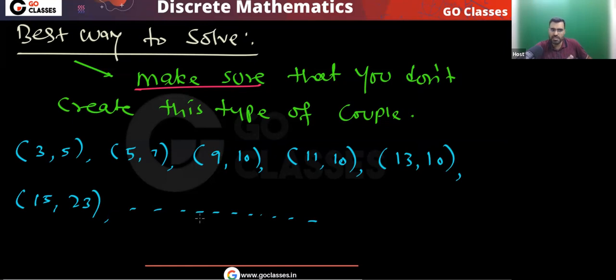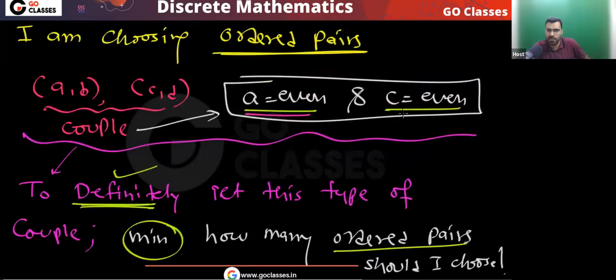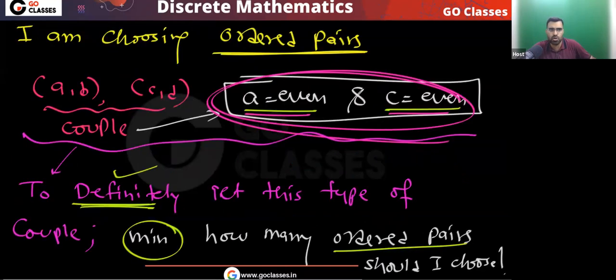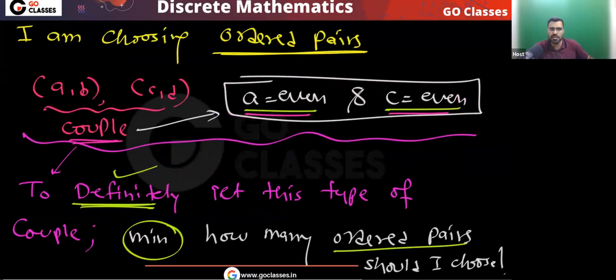So basically nothing can guarantee this type of couple. See, A must be even, C must be even. I can keep choosing ordered pairs. First I can choose this ordered pair, then this one, then this one, and so on. Nothing can guarantee this type of ordered pair. Yes or no? Nothing can guarantee this type of couple. Do you agree with me? Please tell me, did you understand?